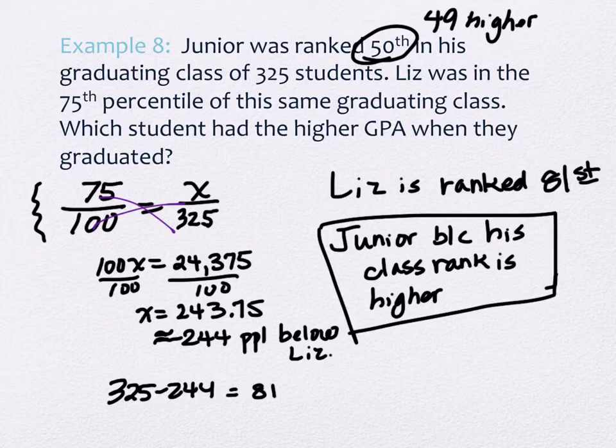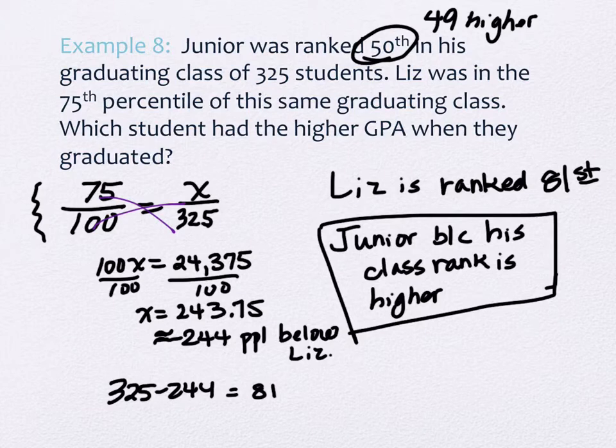We could have done 25 over 100, and that would have given me Liz's class rank. At least they both would have been very close. I might have gotten 80 instead of 81 or something, depending on rounding, but I'm far enough away from 50, it really still answers the same question, right? I'm in the right ballpark. So that's one way I could have dealt with it.